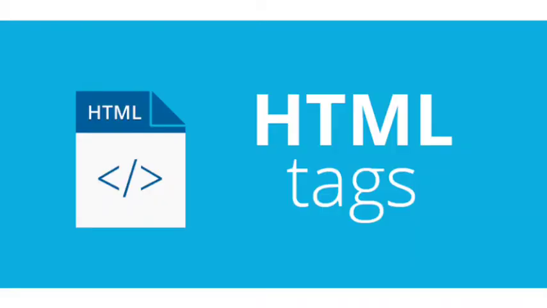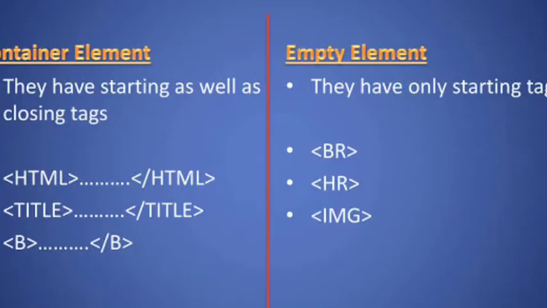Now we will discuss HTML tags, the most important part of HTML. There are two types of HTML tags. One is the container tag and the other is the empty tag. The main difference between them is that a container tag has to start and close. It's mandatory, otherwise it will not work. And empty elements, or you can say empty tags, you need to start but no need to close, like the BR tag, HR tag, and IMG tag, the image tag to insert an image.